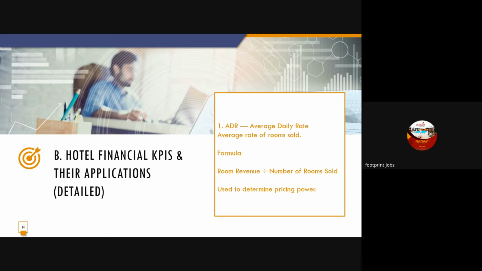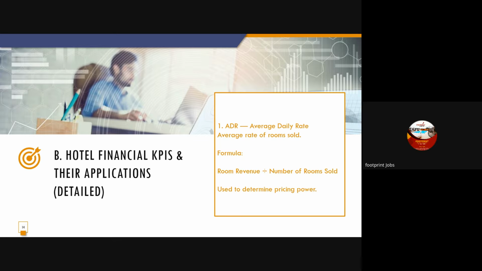So number one, we talk about ADR. ADR simply means average daily rate. Now, average daily rate here is actually the average rate of room sold. When we talk about average rate of room sold, many managers just know room rate and occupancy, and they don't know average room sold, or average daily rate. Now, how do you get to your average daily rate?